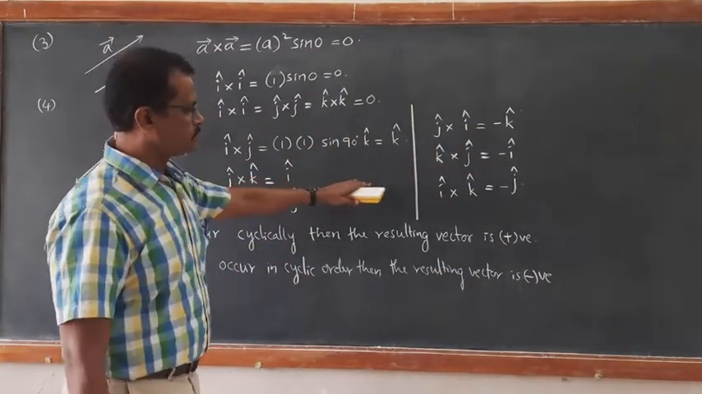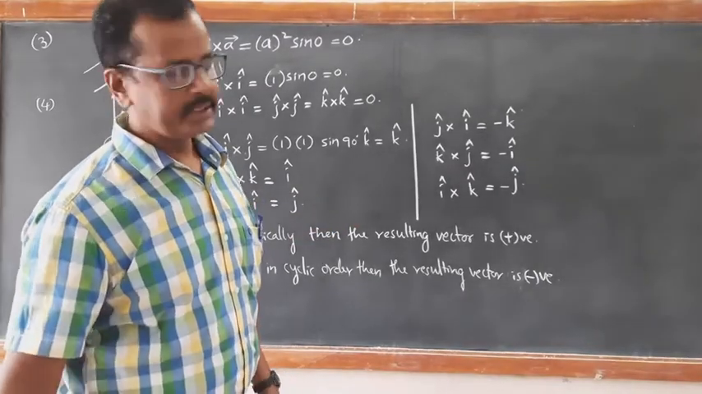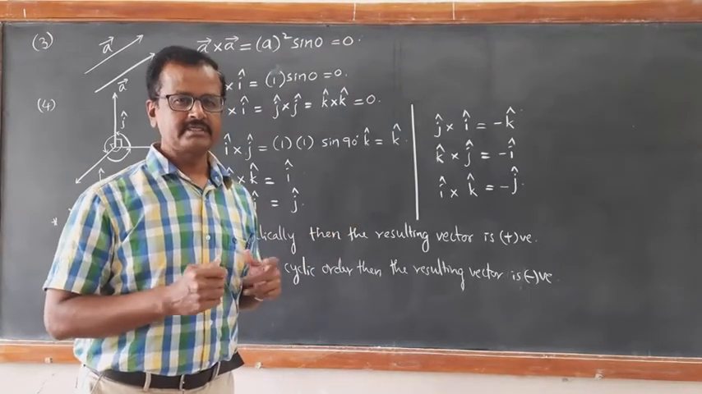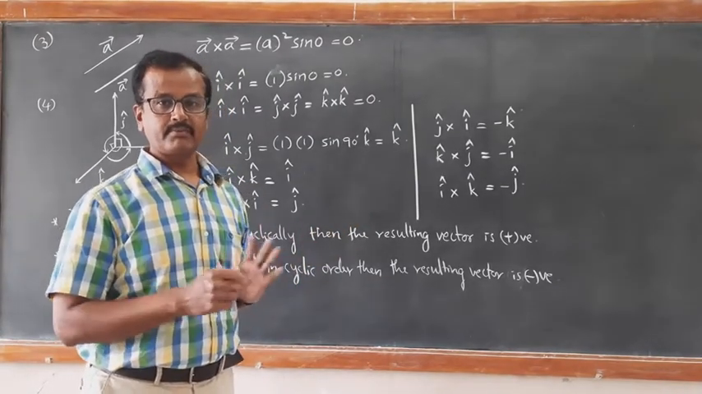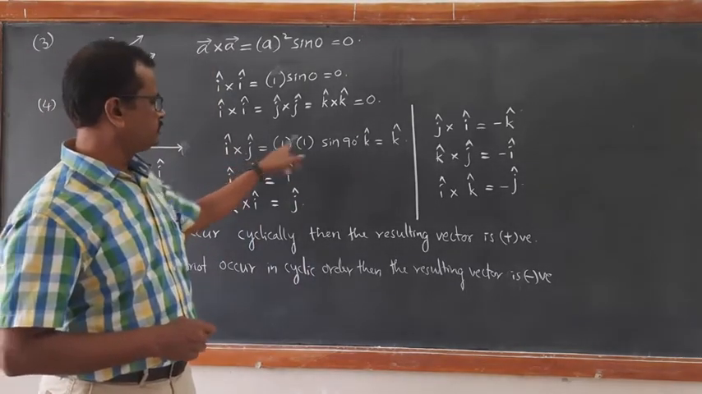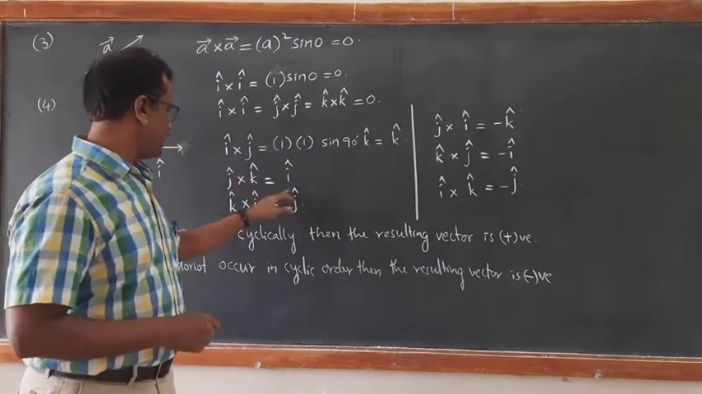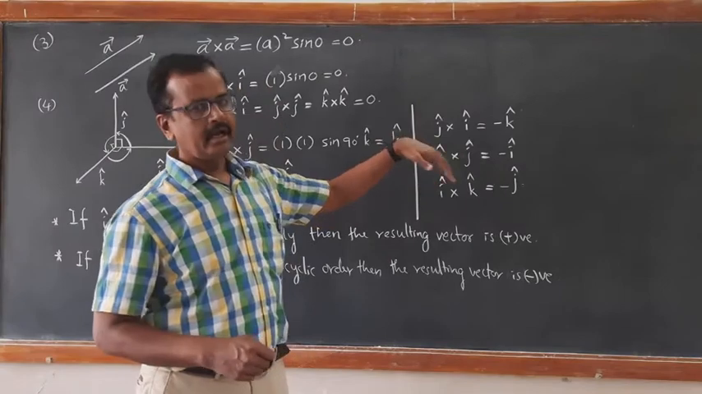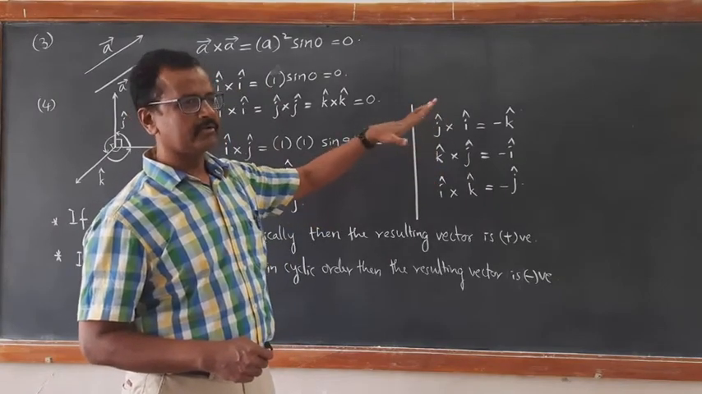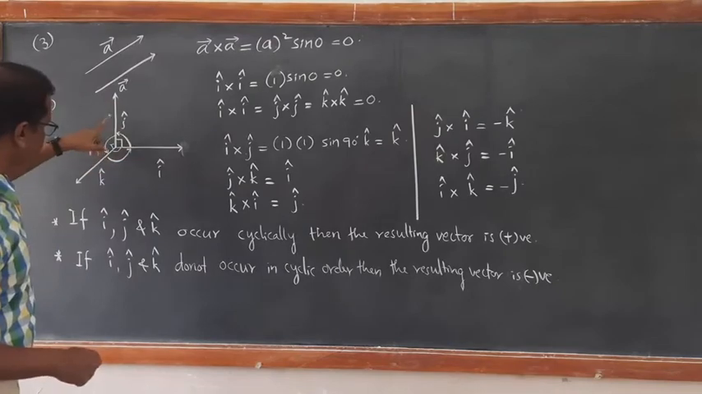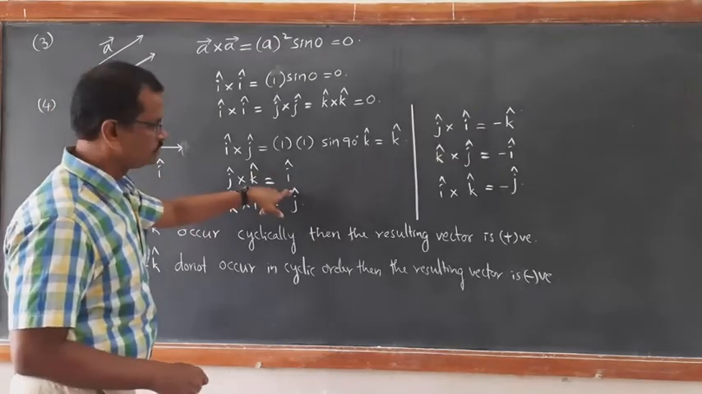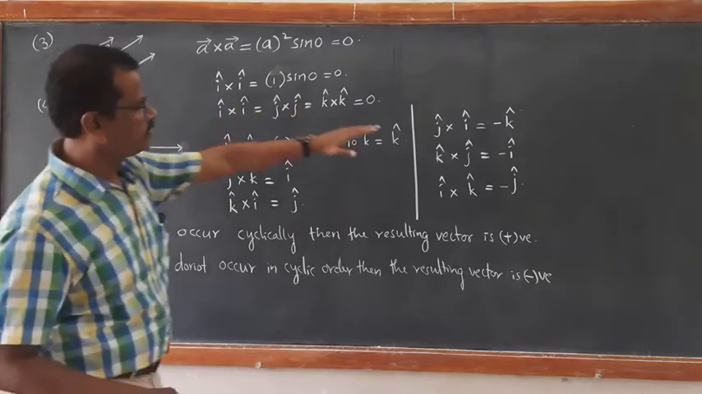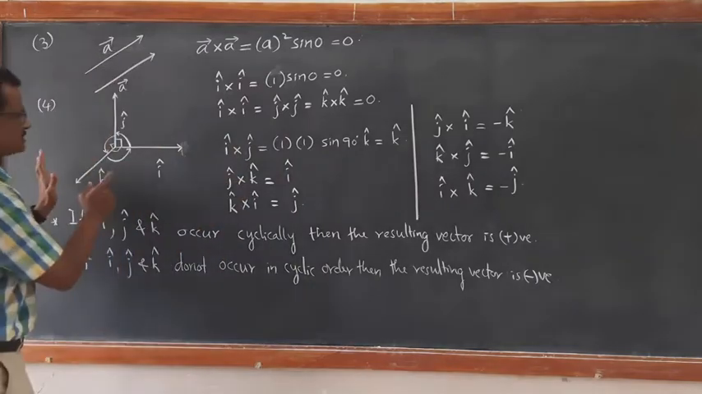So these properties are helpful while we are calculating the cross product of two vectors in the component forms. So i cross j is equal to k, j cross k is equal to i, k cross i is equal to j when it is in the cyclic order. If it is in the anti-clockwise sense, it is giving you a positive vector. If it is in the clockwise sense, the opposite sense, then it will give you negative vectors. So please remember this diagram.